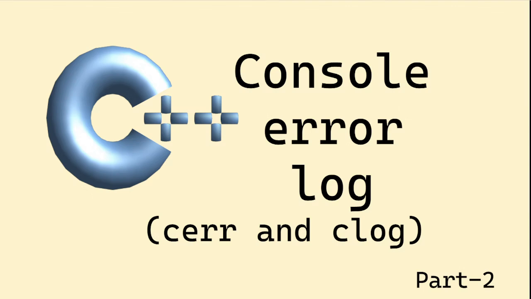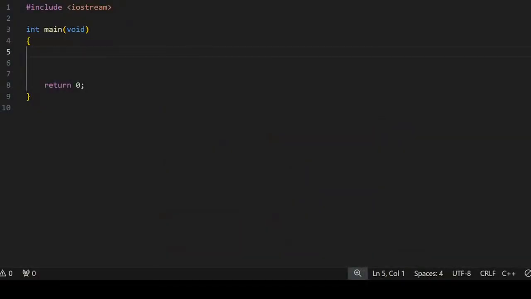cerr and clog are predefined objects of the ostream class. Cerr sends data to console error, clog sends data to console log. Cerr object is similar to cout object, but it is linked with standard error stream. Also, unlike in the case of cout, cerr object output is not buffered.